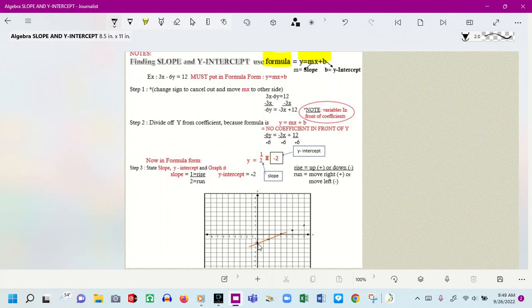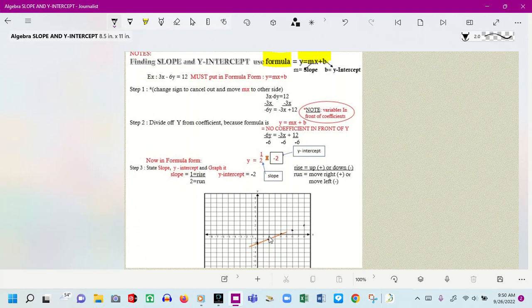If we plot that y-intercept, the y-intercept means where the line will cross the y-axis. And here it says it will cross at a negative 2 on the y. Okay, we dot that. Now let's follow our slope, see where it takes us. This slope is a rise up 1 and a run to the right of 2. Rise up 1, run to the right of 2. There's our dot for our next point on the line.